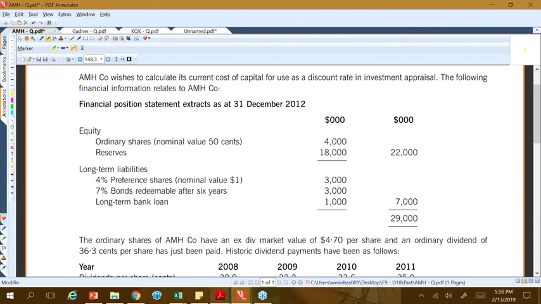AMH wishes to calculate its current cost of capital for use as a discount rate in investment appraisal. So we already know that WACC is used as a discount rate in investment appraisal. The following information relates to AMH. We have got their financial position statement extract, which is the balance sheet, the SOFP, Statement of Financial Position. What I see here is that they have got equity and debt, and equity has got ordinary shares.